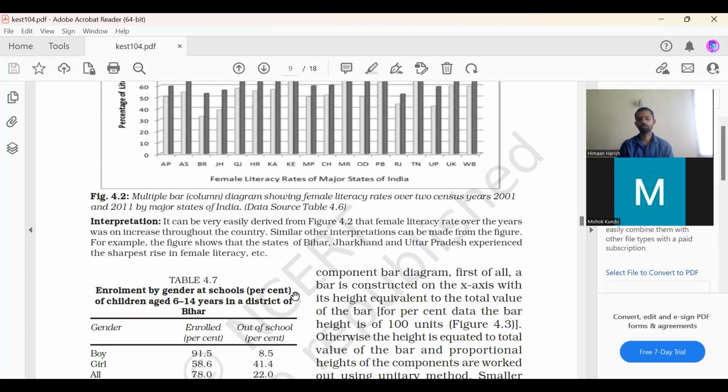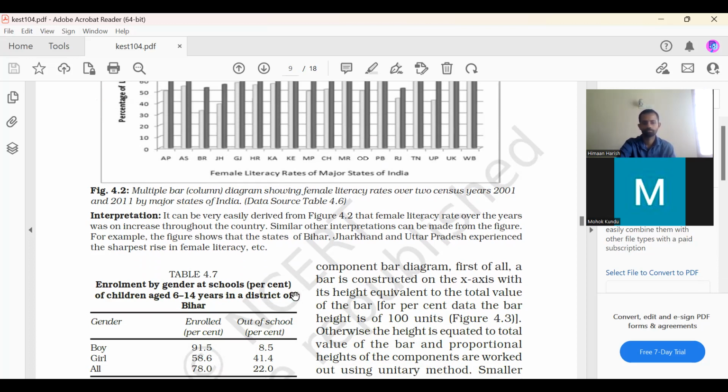For example, the figure shows that the states of Bihar, Jharkhand, and Uttar Pradesh experienced the sharpest rise in female literacy. Bihar, Jharkhand, and Uttar Pradesh have the lowest literacy rates, but they experienced the sharpest rise from the year 2001 to 2011.